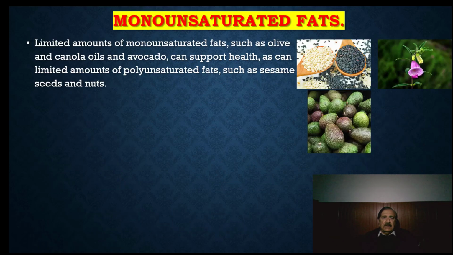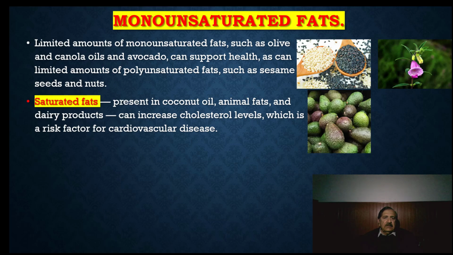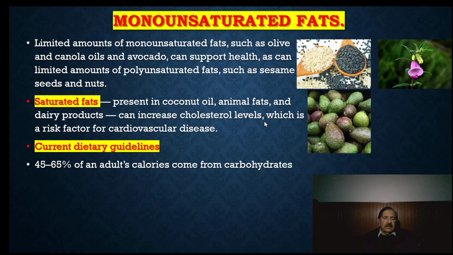Monounsaturated fat. A limited amount of monounsaturated fats such as olive and canola oil and avocado can support health, as can limited amounts of polyunsaturated fats such as sesame seed and nuts. Saturated fat present in coconut oil, animal fat and dairy products can increase cholesterol level, which is a risk factor for cardiovascular disease. Current dietary guideline: it should contain 45 to 65% of an adult's calories coming from carbohydrate.